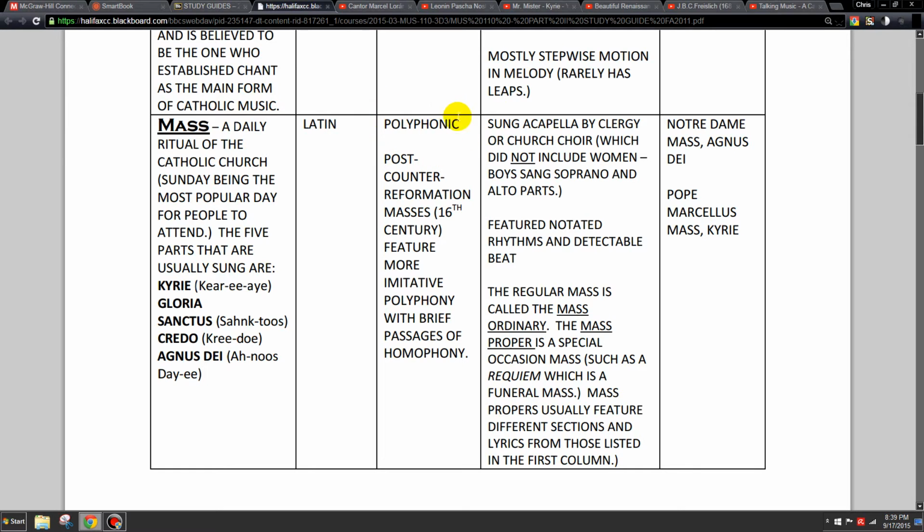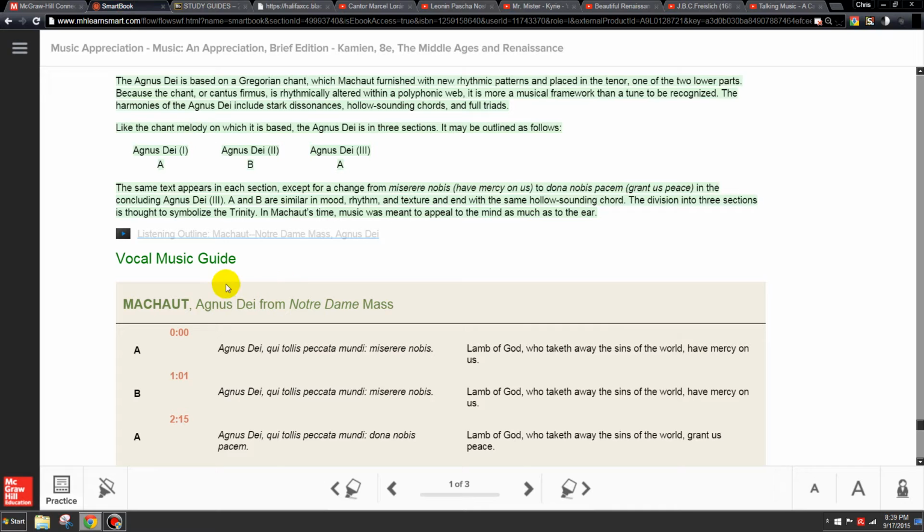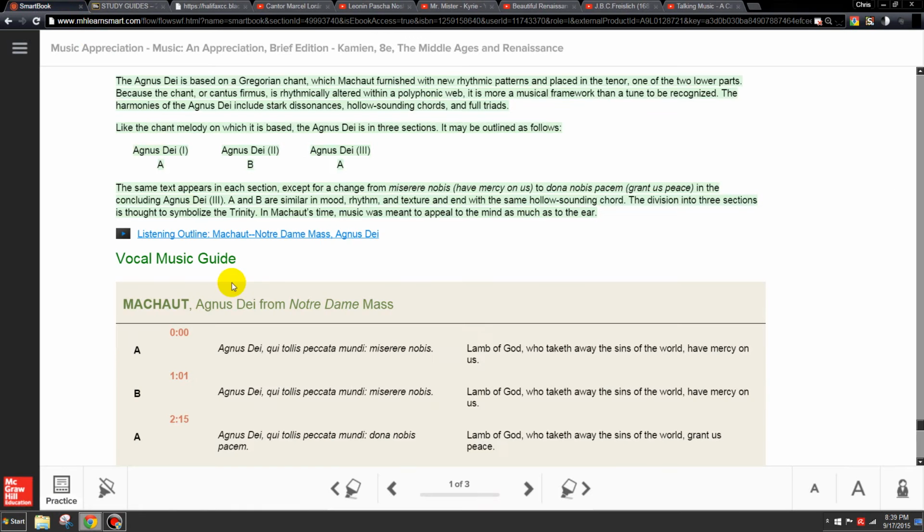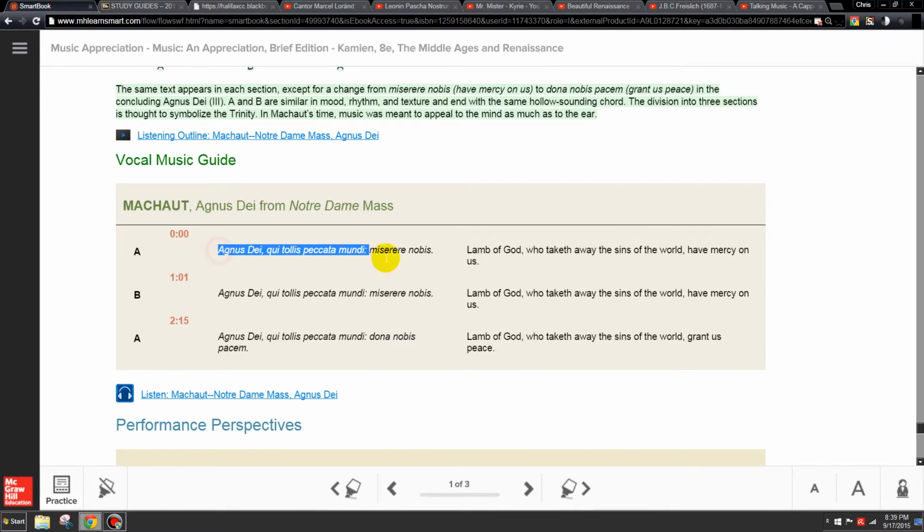And even if you could understand the Latin, the polyphonic nature, the overlapping melodies, the lyrics are getting clouded by this. And if you listen to these examples in your textbook, like the Agnus Dei that's right here, which is an example of the music of a mass back in the Middle Ages, you are going to hear it's very difficult, even with the lyrics laid out for you, to follow along in this piece of music because the melodies are overlapping so much.